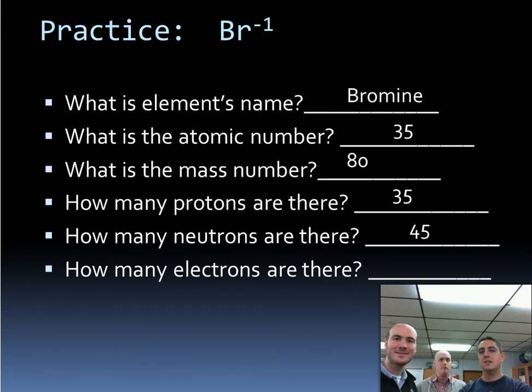Okay, so bromine has a -1 charge. That means electrons are negative. So this bromine has 1 extra electron, right? I think so. If it was neutral, it would have the same number of electrons and protons, so that would be 35. But because it has an extra electron, it's actually got 36 electrons.